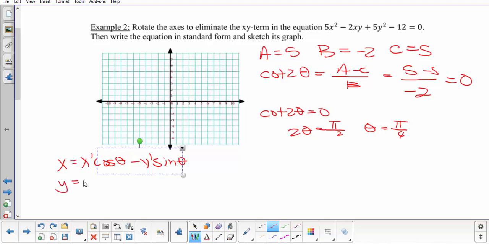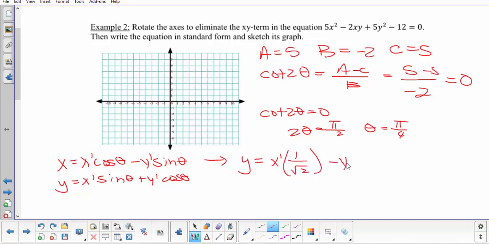x is equal to x prime cosine theta minus y prime sine theta. Nicely enough, these actually end up being the same values as in the last problem, but I'll show you again where these come from. So x is equal to x prime times cosine of pi over 4. Remember, we said it's easier if we use 1 over root 2, minus y prime sine of pi over 4, 1 over root 2, which we can simplify and turn into x prime minus y prime over root 2.